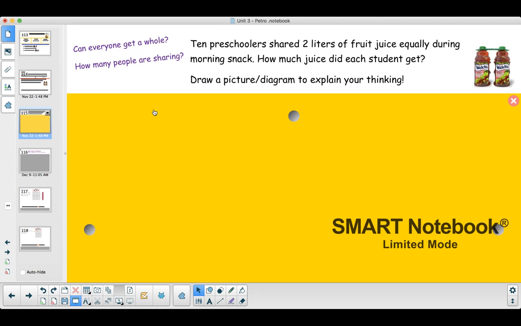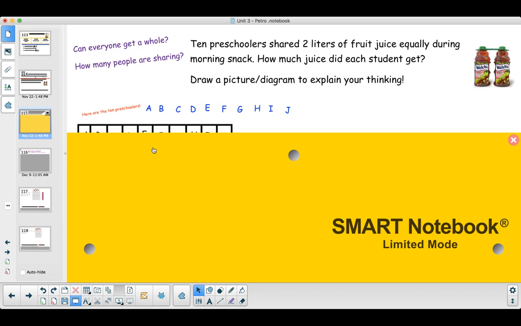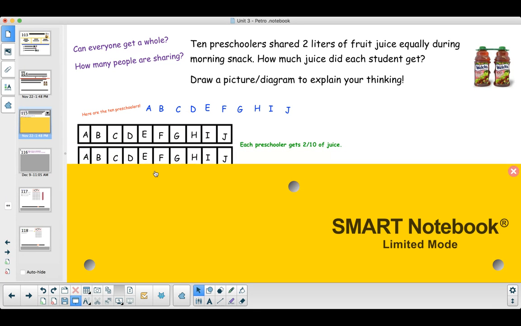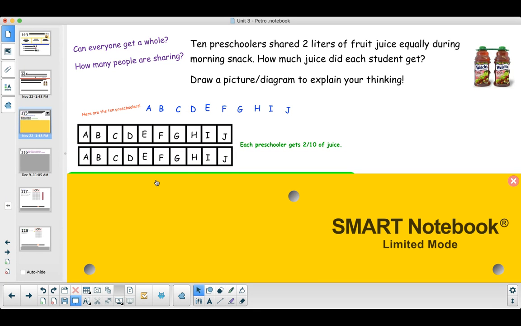Here are two things you want to be asking yourself while you're solving. Can everybody get a whole? And how many people are sharing? Okay, if you take a look at how I solved this problem, the first thing I did was show the 10 preschoolers, and I labeled them A, B, C, D, E, F, G, H, I, and J. The next thing I showed was my 2 liters of fruit juice, so I showed 2 wholes and represented them with 2 rectangles.